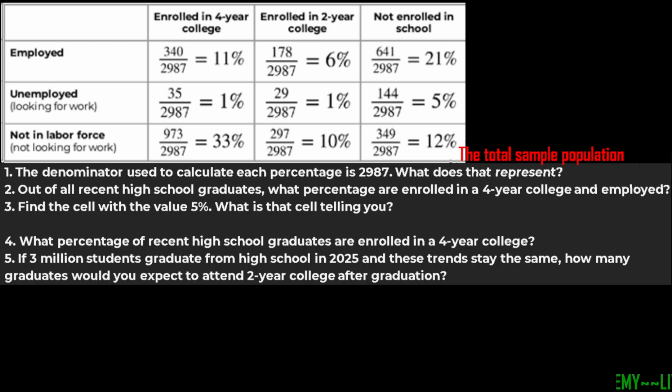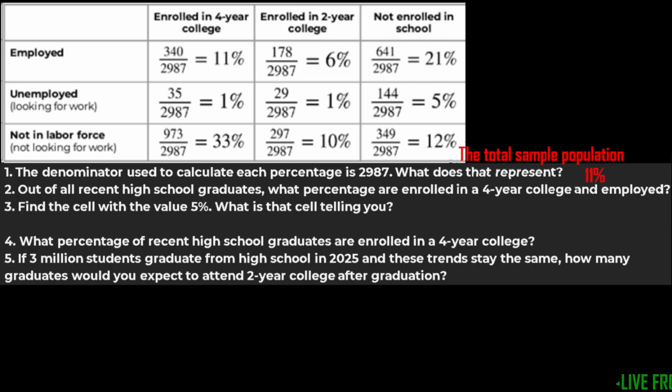For number 2, it says out of all recent high school graduates, what percentage are enrolled in a 4-year college and employed? So we're going to look for enrolled in a 4-year college, so we're looking at this column, and we're going to look at this row since it says employed, so we're just looking at that as 11%. So I'm going to put that right there. I'm going to put that right above the and, so that way I can remember that it's two things. Again, it's the intersection of this column and this row. That is why they use that word intersection.